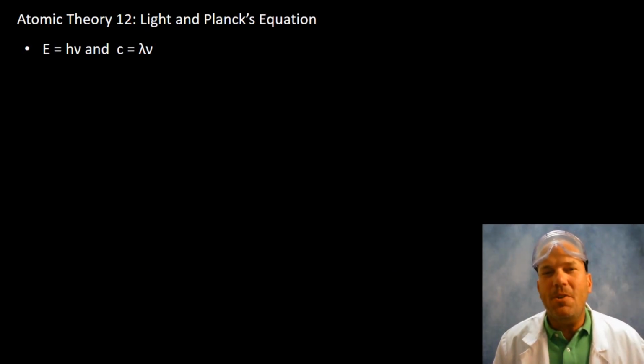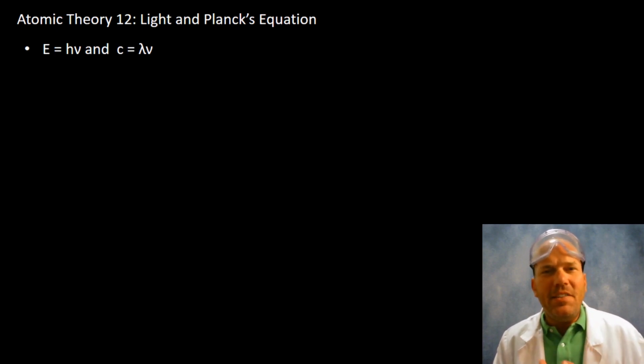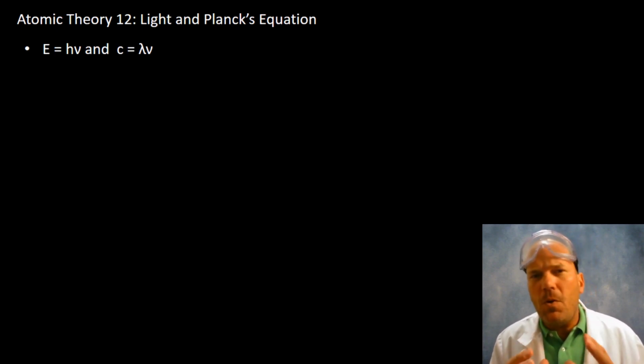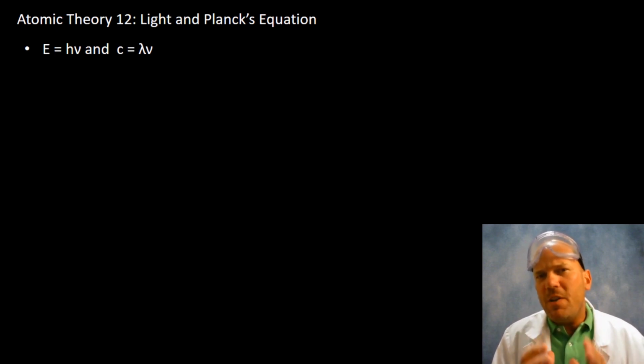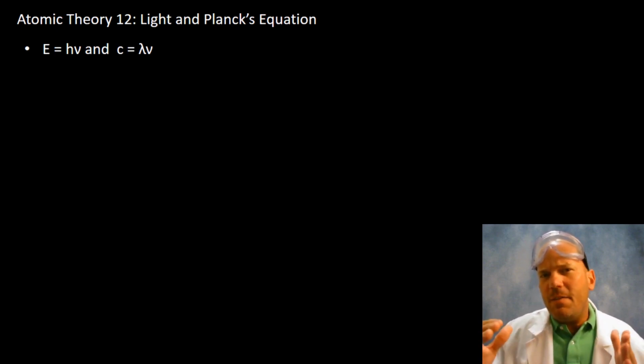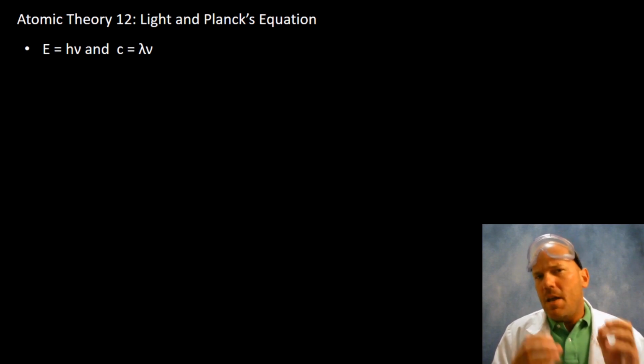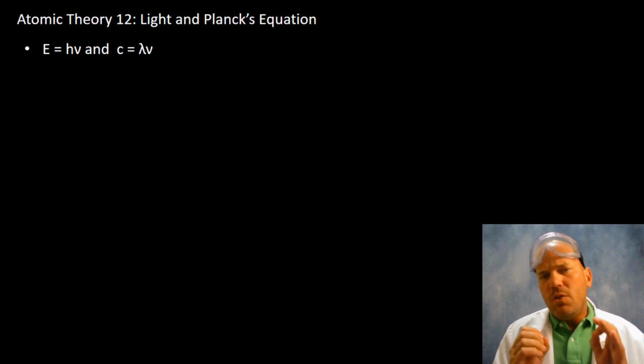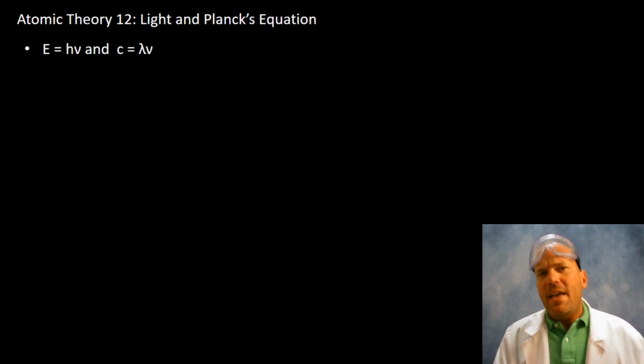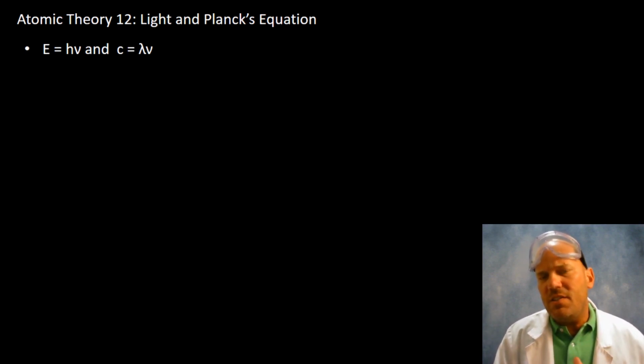I would like to continue our discussion of light and Planck's equation. Now, in the last video, you learned about the photoelectric effect, in which electrons were ejected from the surface of a metal by incident light. You also learned that the number of emitted electrons and their kinetic energies could be determined as a function of light intensity and light frequency.